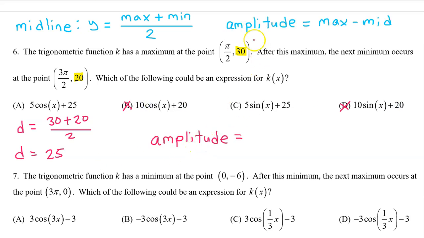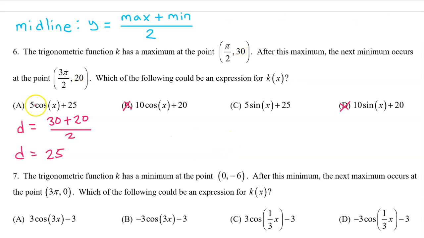I really wanted to calculate the amplitude to help us choose between options A and C. However, the amplitude corresponds to the a value, and these both have the same a value, so the amplitude won't help us choose. However, what's different is that option A is cosine, while option C is sine. So let's sketch a graph based on what we know and see if the picture turns out to match a cosine function or a sine function. We know that the period is given by 2 pi divided by the b value, but in this case the b value is 1.